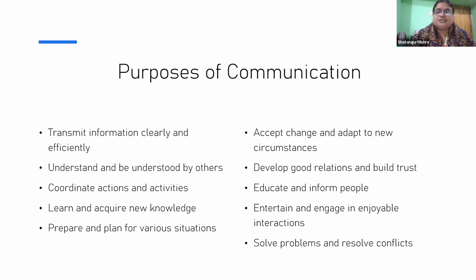Of course, communication helps you develop good relations and build trust. It helps you educate and inform people. Then communication is necessary for entertainment and for engaging in enjoyable interactions. Okay, then communication is important for solving problems and resolving conflicts. All right, so these are some of the purposes of communication.